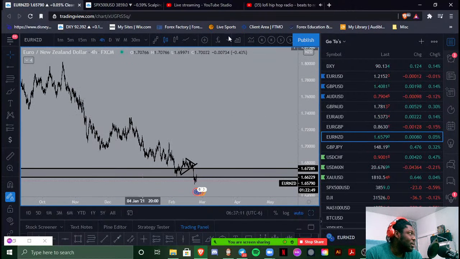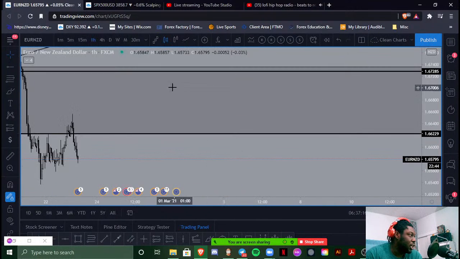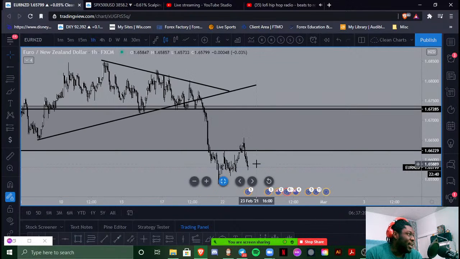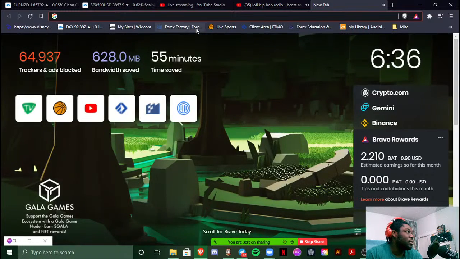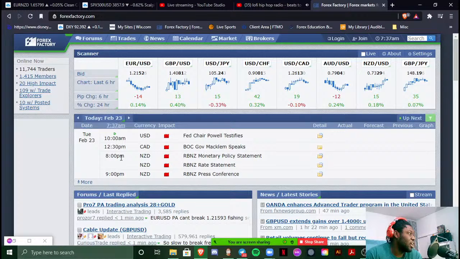All right, Euro NZD. Let's go ahead and take a peek. Looks like Euro NZD is doing the break and retest. That's exactly what it looks like. Looks like it broke, retest. But there is NZD news later today. Again, I'm gonna just remind everybody about this. So just know that I'm gonna be glued to my computer later today, 8 p.m., 7:30.